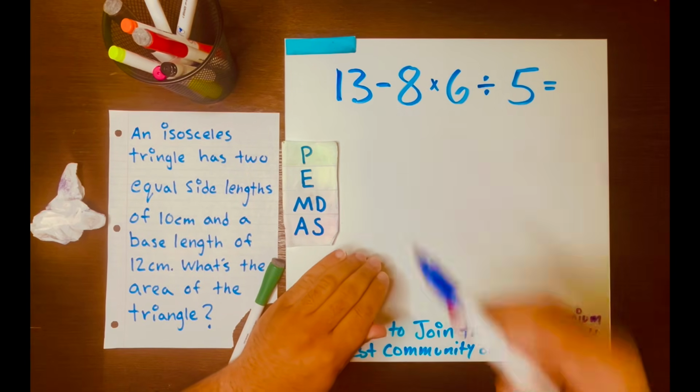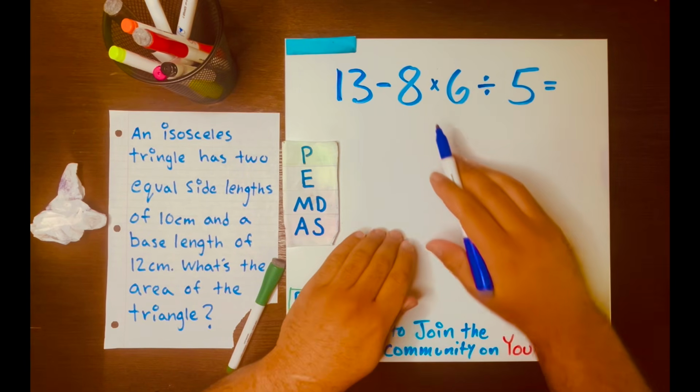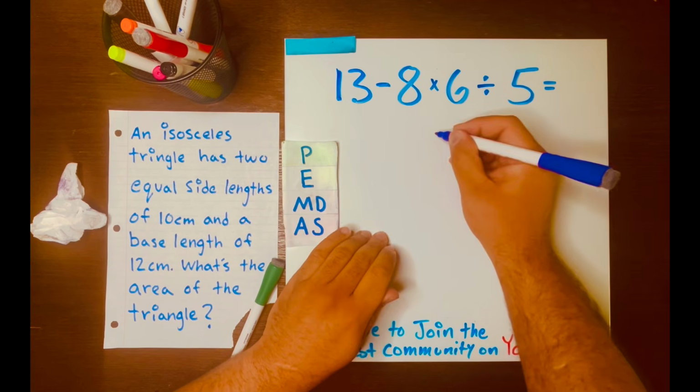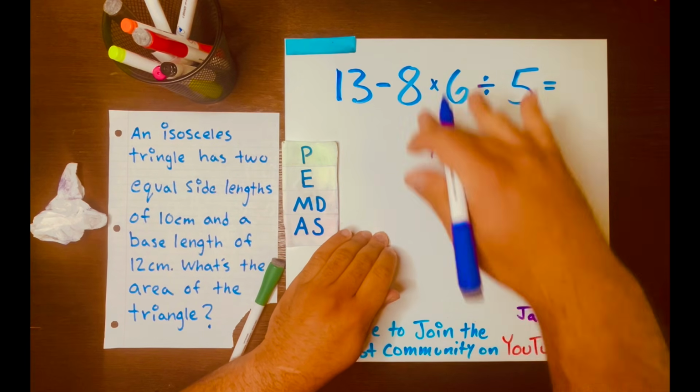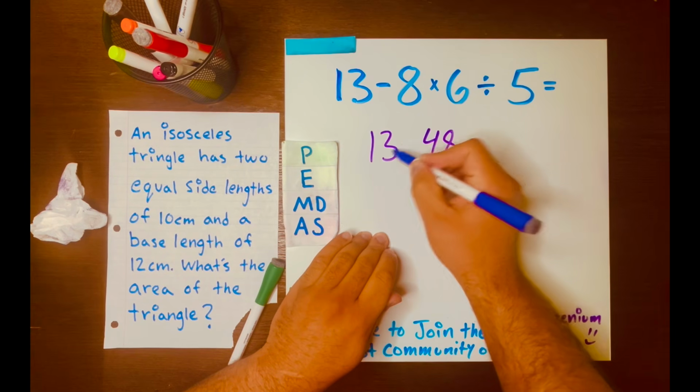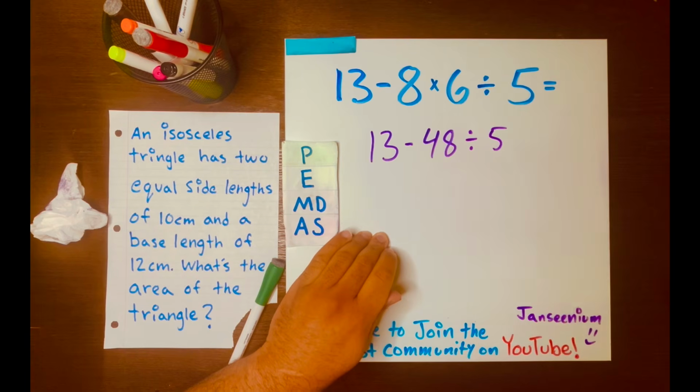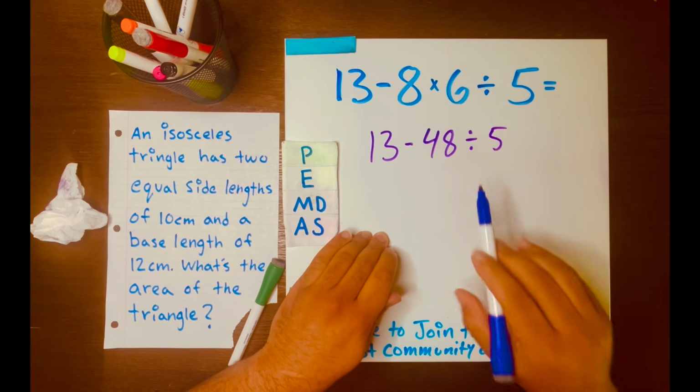You start with 8 times 6. PEMDAS is saying 8 times 6 goes first. 8 times 6 equals 48. Next, I drop the 13 minus divided by 5. Now, some of you will do this.